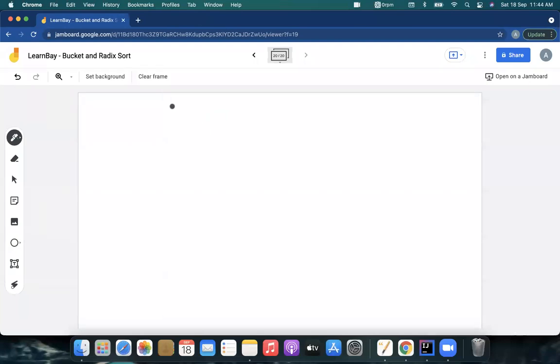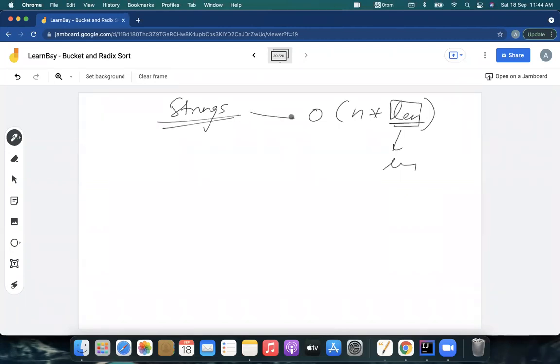When you do this on strings, same process, you can do it on strings. Then we say the time complexity is order of n times length, and length is the length of the longest string. Here it matters. So n times length, and this is the best sorting algorithm for strings.